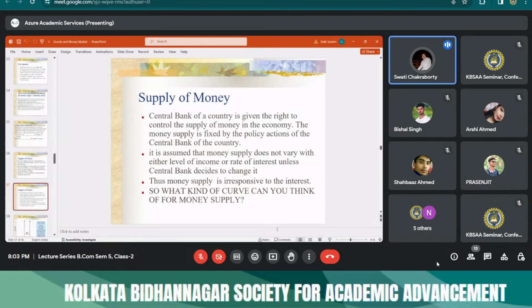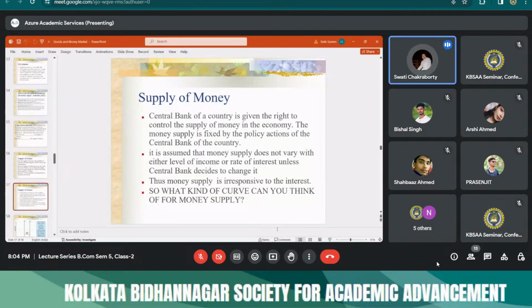So the central bank, as I said, has the full right to control the supply of money in the economy. So money supply is fixed by the policies of the central bank. Fiscal policy is determined by the government, the Ministry of Finance, under the government of the country, in coordination with the Reserve Bank. They don't do it by themselves. And monetary policy is determined by the central bank of a country.